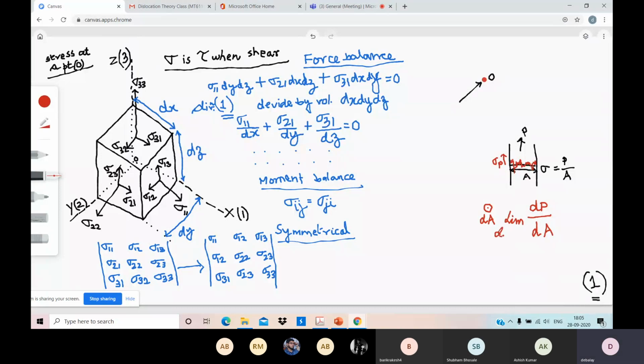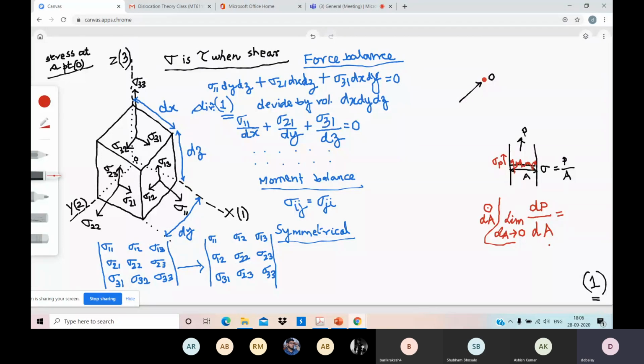dA tends to 0. That means that small area is converging to the point P. So this actually gives the definition of stress at a particular point, that is limit dA tends to 0, dP by dA, the small part of the load acting on that small area. And we consider that area is so small that it is limiting towards 0.